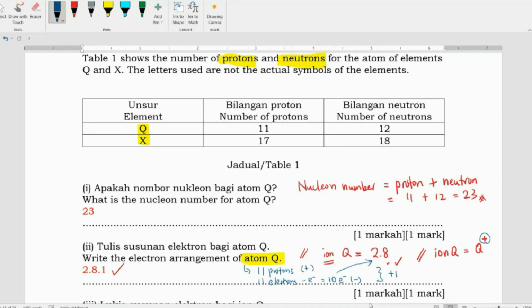Okay, one extra question here. Atom X, what is the electron arrangement? Adrian, what is the electron arrangement for atom X? 2.8.7. Okay, very good. Now, second question. How about ions X? BB, if now ions X achieve octet electron arrangement, 8 valence electrons, what is the electron arrangement? 2.8.6.